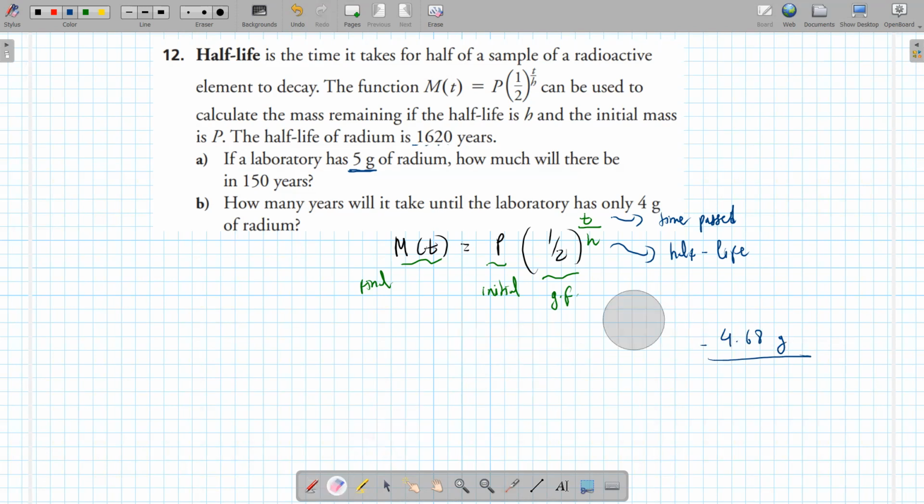Part B, it says, how many years will it take until the lab has only 4 grams of radium? Now what have they given us? What's 4?